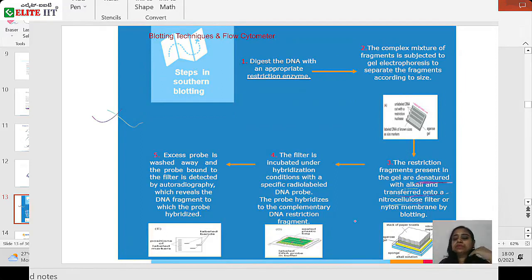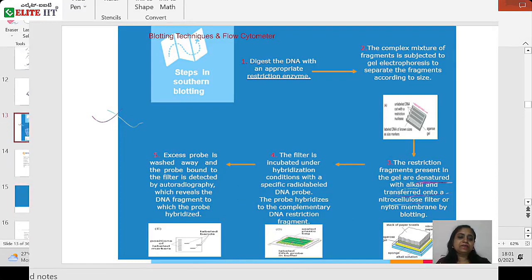And then we'll transfer into a nitrocellulose membrane. Now you have to add the radio labeled probe, and finally you allow them to bind. Hybridization, you have to allow for the hybridization process, and after that you can visualize it. You wash it and visualize it. So unbound everything will be removed. You can easily identify the band of interest or DNA of interest. Okay, so this is all about southern blotting.